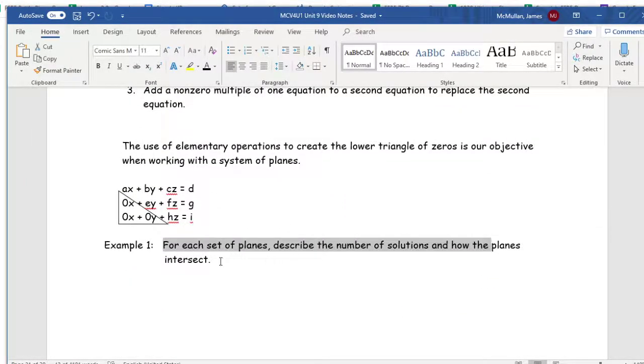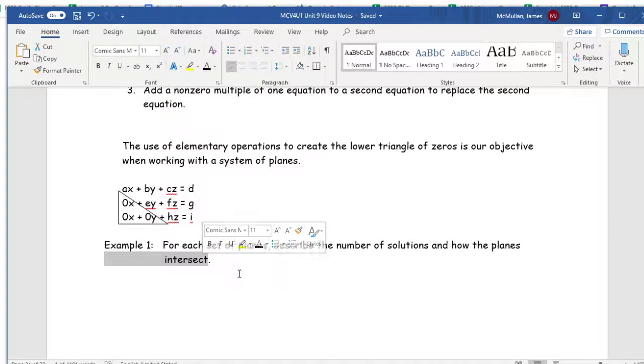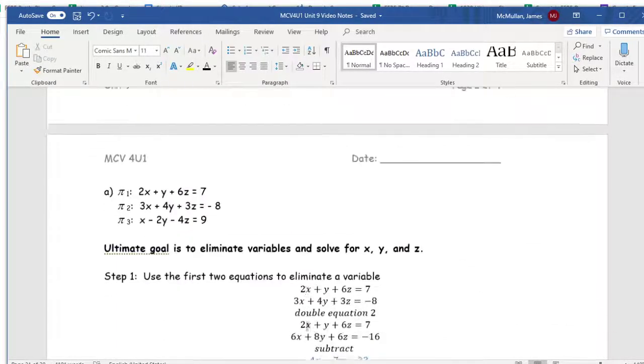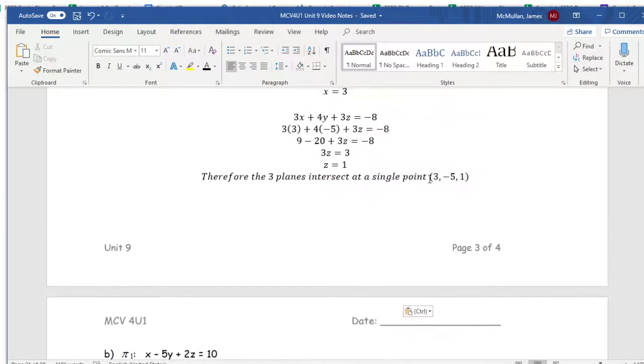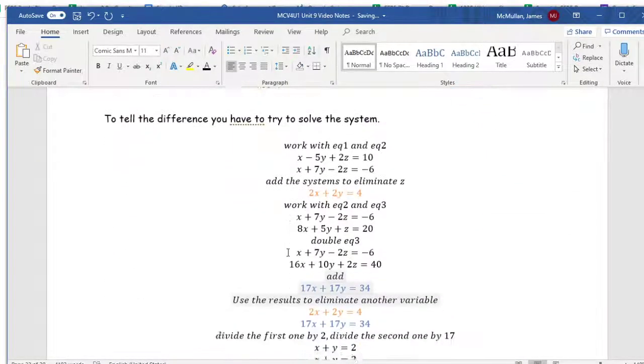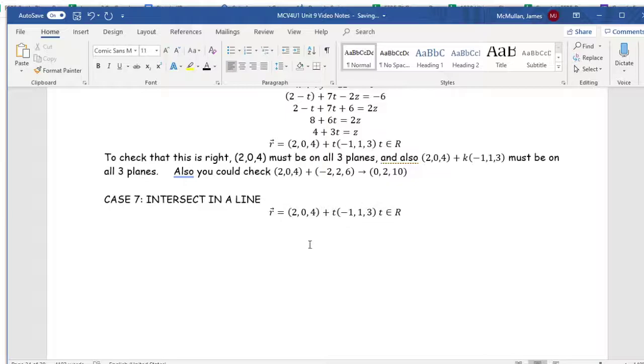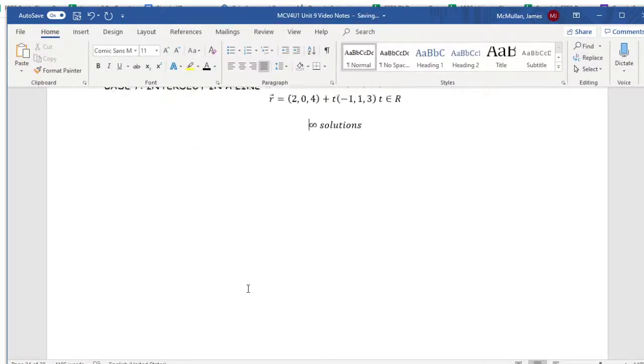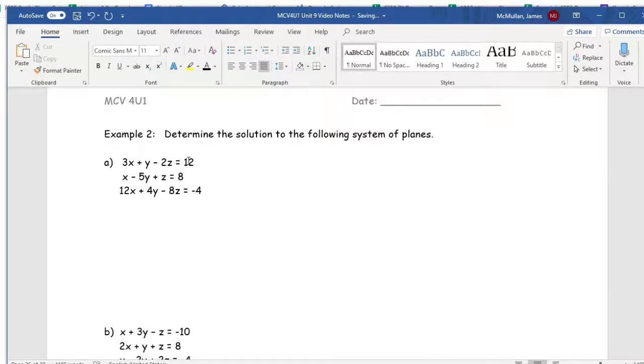Describe the number of solutions and how the planes intersect. So for this we didn't actually... Oh, well, I guess it doesn't matter. These 3 planes intersect at a single point, and that is case 8. This one, they intersect in a line. That's case 7. And technically, there are infinite solutions, right? Because a line has infinite points. Okay, determine the solution to the following set of planes.